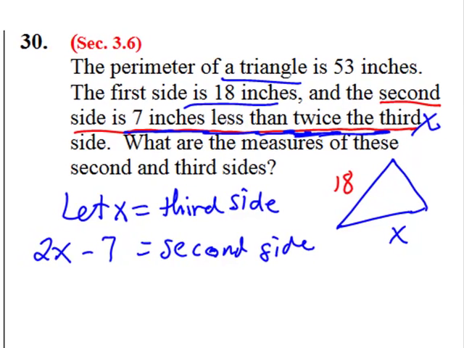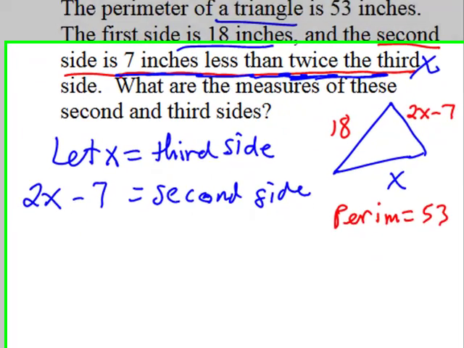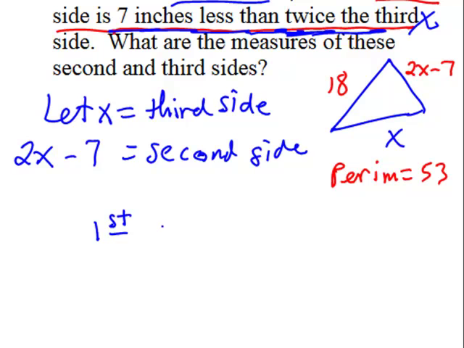Second side, 2x minus 7. And we have a formula. The perimeter is 53 inches. Let me just write that here. Perimeter equals 53, and we know that it's inches. In a sense, the perimeter formula is the same as the generic formula, the sum of all the parts equals the whole. But I'm simply going to write it as first side plus second side plus third side equals the perimeter.